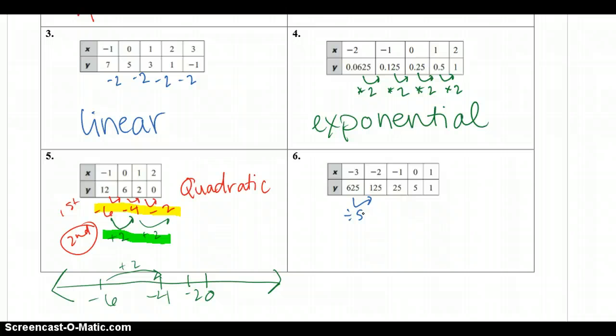Jack? 1/5. Okay? Dividing by 5 is the same thing as writing times 1/5. So you can check that in your calculator as well. But look, 5 times 1/5, will that give you 1? Yeah, the 5's will cancel out. So we are going up by multiplying by 1/5 each time. So what kind of function does this have to be, Lexi? Exponential. Exponential.